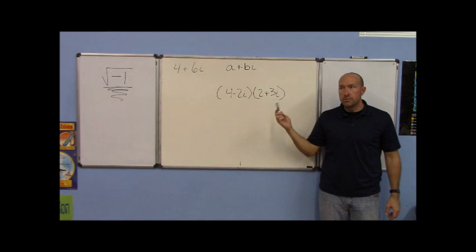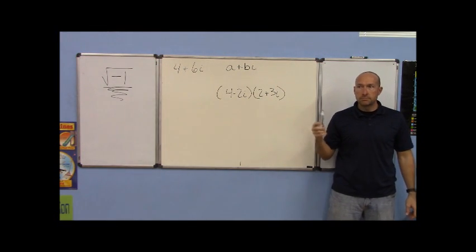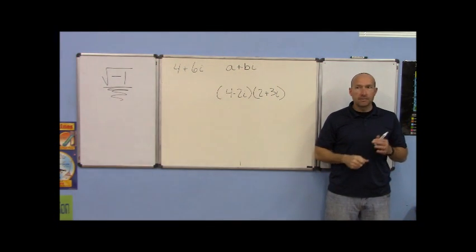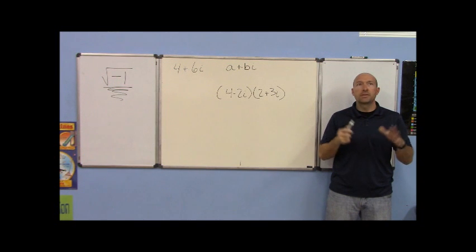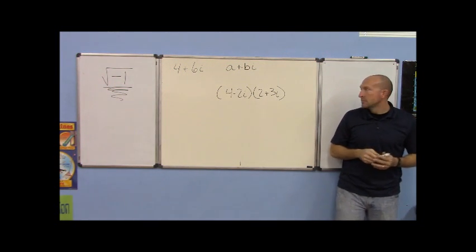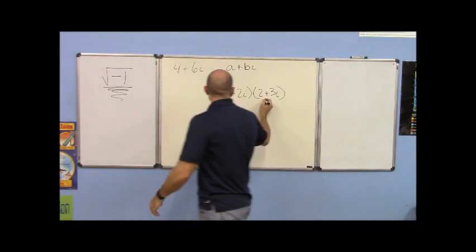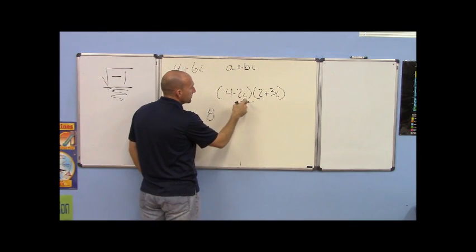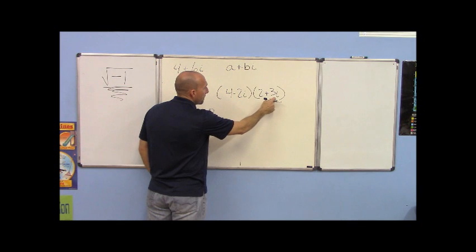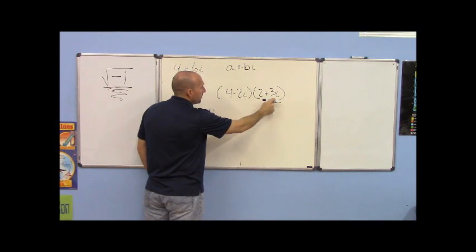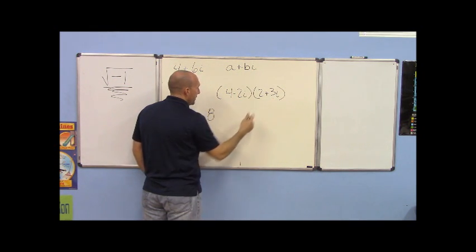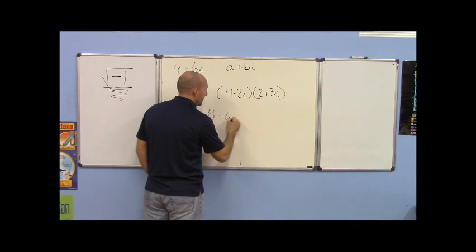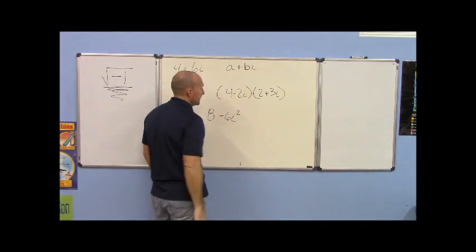What method do we use, do you think, to figure this out? FOIL. Awesome. Same exact thing. So we'll do our first: 4 times 2 is 8. We can do our last: minus 2i times a positive 3i gives us a minus 6i squared.